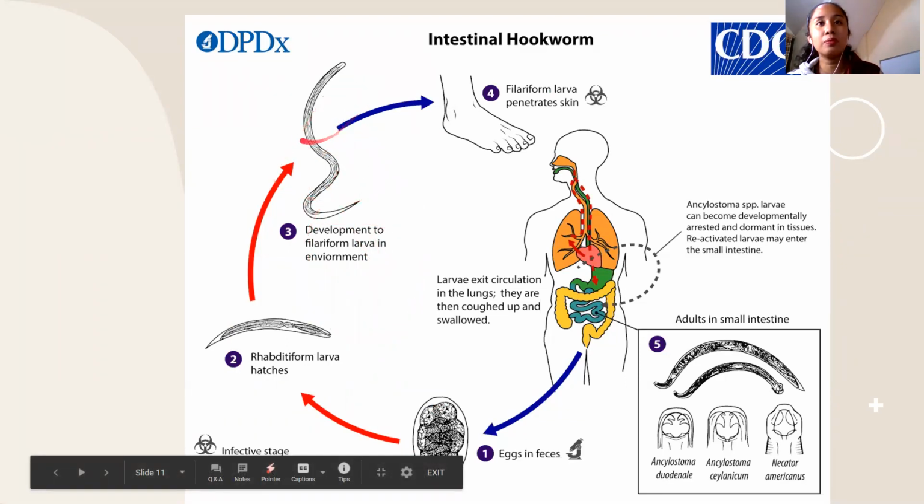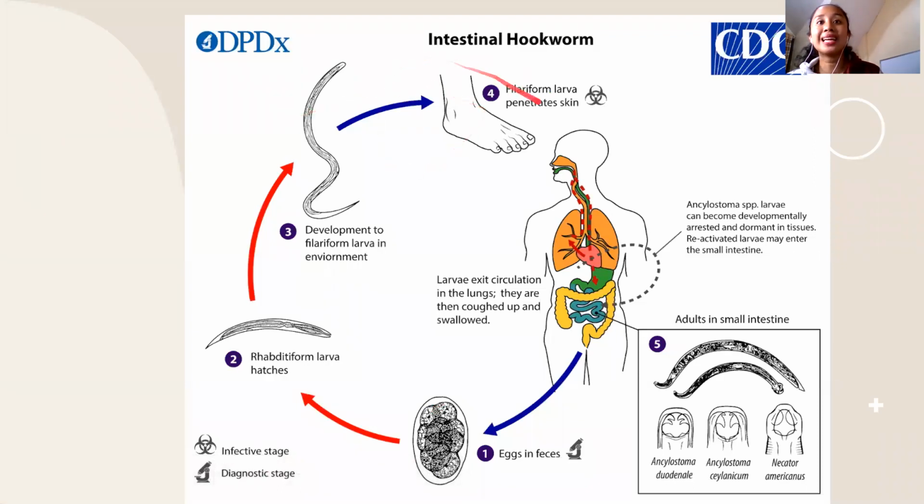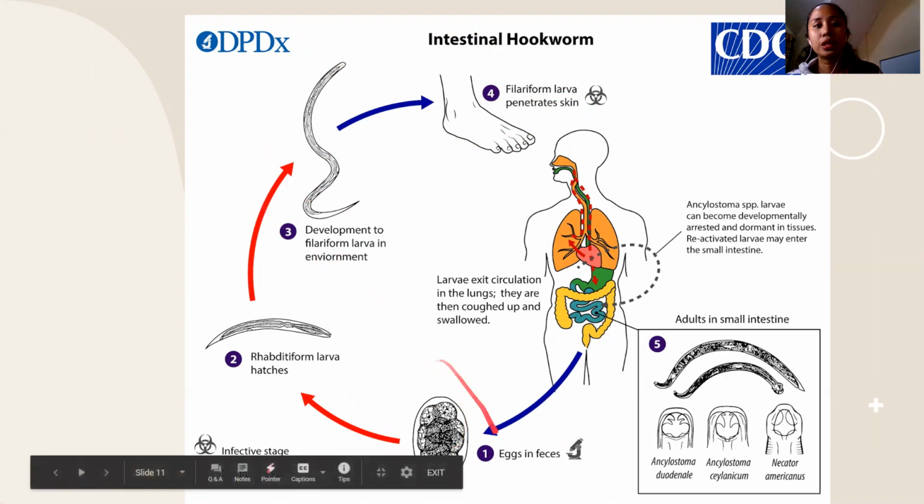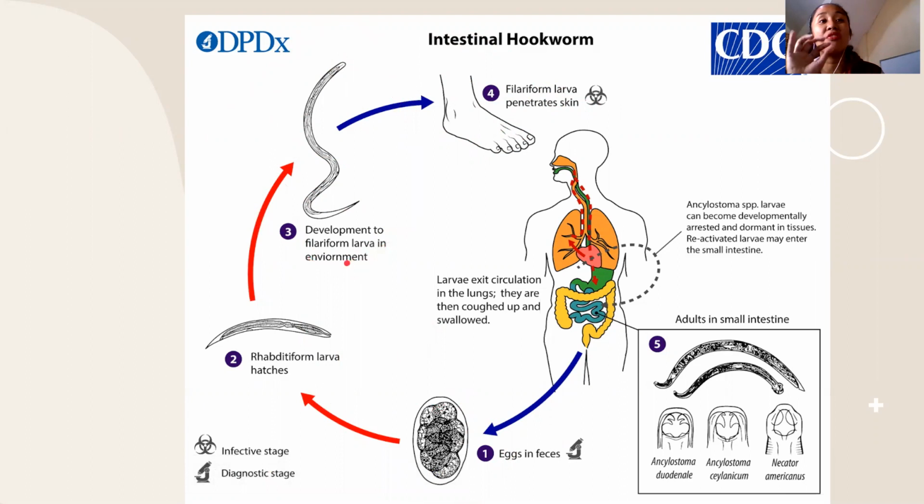And the filariform larva in hookworm, class, penetrates the skin. So class, the infective stage of hookworm is the filariform larva. Please, ha. I want you to know that because next week, we will be on nematodes, okay? So, the diagnostic stage for hookworm is the ova. The infective stage is the filariform larva, the longer one. Hookworms, class, their entry into the body is skin penetration.